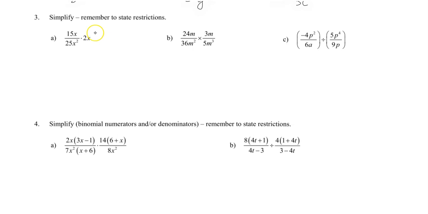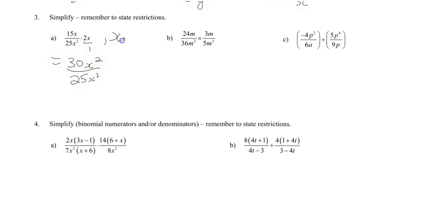Simplify, remember to state restrictions. So, with monomials, the easiest way is just to multiply this out. So I treat this as 2x over 1. And this will give me 30x squared over 25x squared.